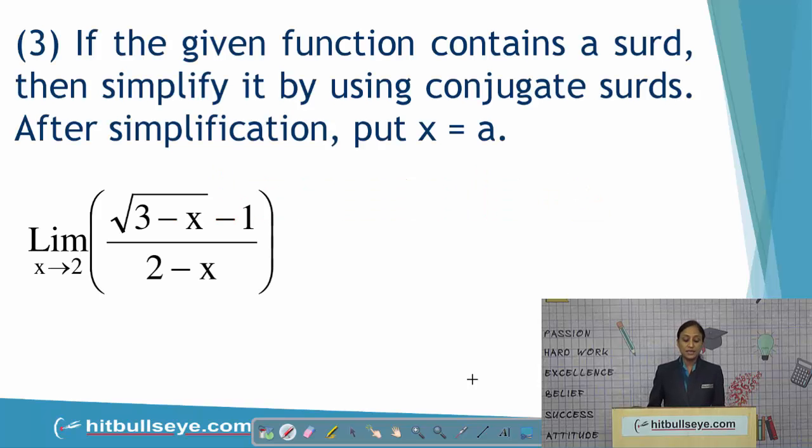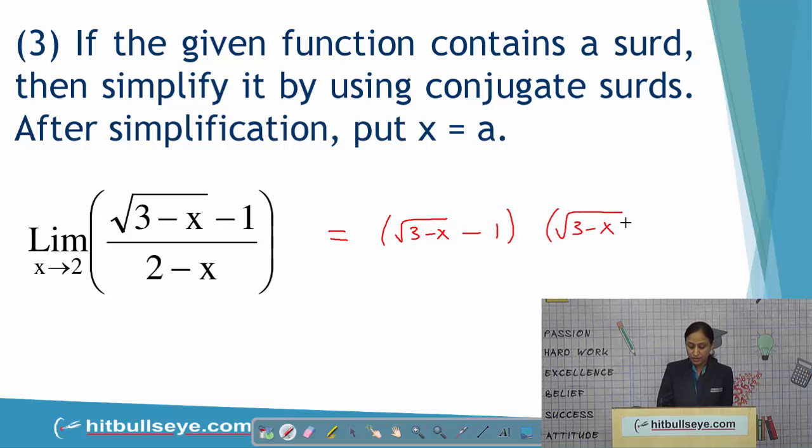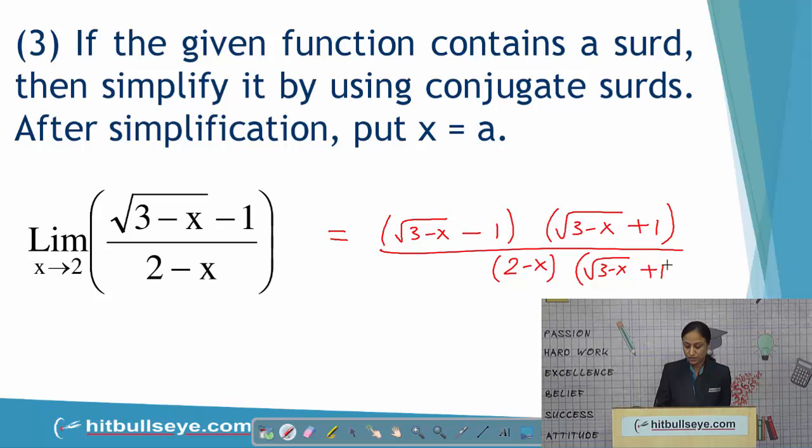The third rule says that if the given function contains a surd, then simplify it by using conjugate surds. This procedure we also commonly call rationalization. After simplification, we put x equal to a, and again if this is a definite value it will become the answer for the limit. So for example, in this question, this is a surd here, so we need to rationalize it by its corresponding conjugate, which is under root of 3 minus x plus 1, divided by 2 minus x under root 3 minus x plus 1. So we've multiplied and divided by this term here.